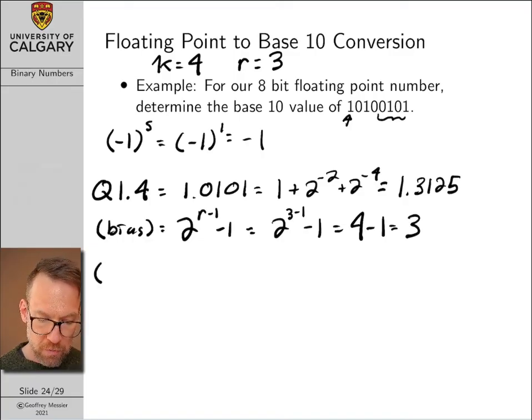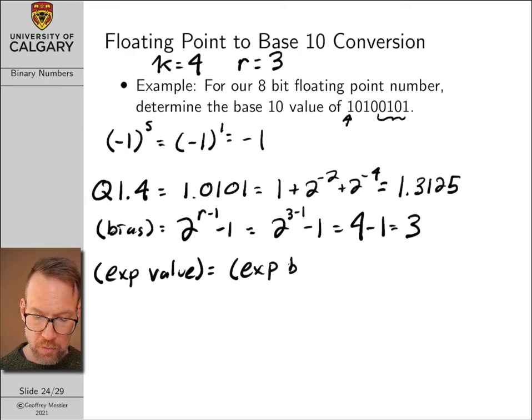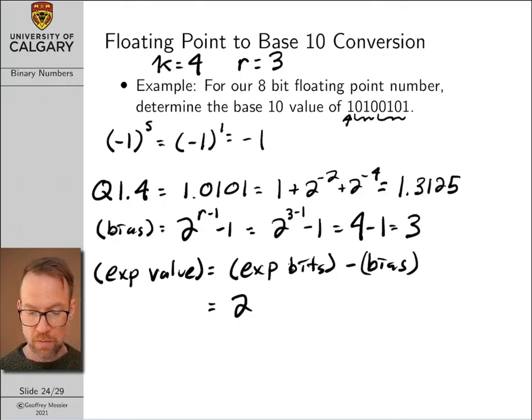Now our exponent value is equal to the value of the number stored in our exponent bits minus our bias. Now our exponent bits are equal to 0, 1, 0, which is equal to 2. Our bias term is equal to 3, and so our exponent value is equal to -1.